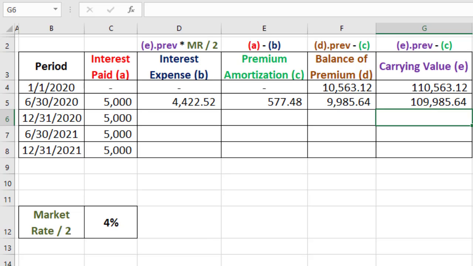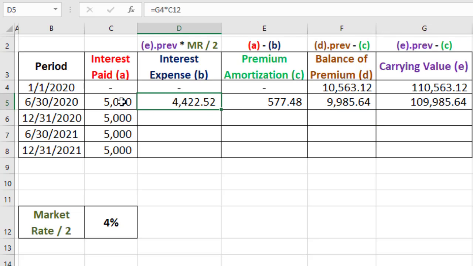So now that we've finished the first complete row of the table, let's talk about what the different columns mean. So first, we have interest paid, and that's pretty self-explanatory. The company is paying out $5,000 in cash interest each period. Now the interest expense we talked a little bit about earlier, and that's going to stem from two different places.